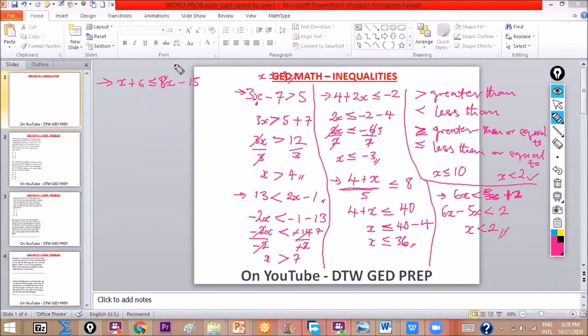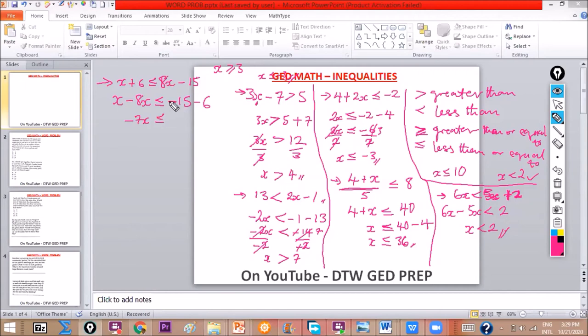Okay, let's do this together. It's going to be x greater than or equal to 3. Let's take this 8x to this side and take this plus 6 to this side. So we have x, taking this 8x to this side, we have a negative 8x, less than or equal to negative 15 here. Taking this plus 6 to this side, we have a negative 6. So x minus 8x will give us negative 7x.